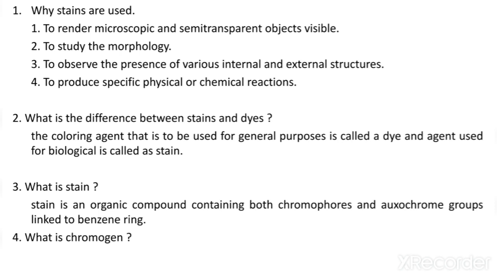What is chromogen? Chromogen is a coloring compound which gives color to any object or any organism, any specimen that we are going to observe under the microscope, but it should be live in nature.